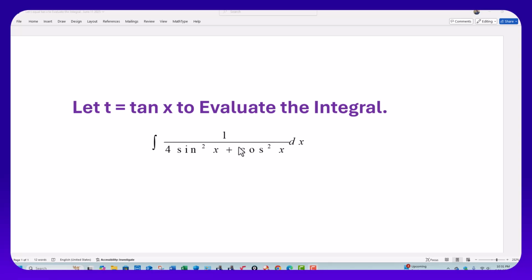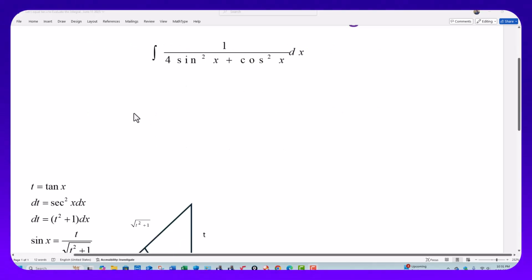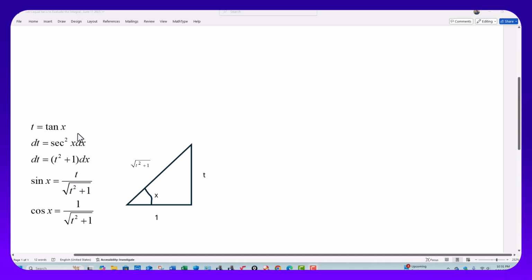I'm also going to look at a shorter method, just in case you want to see another way to do it. This method is a little bit longer, but it's just something new to look at. You might need it when the shorter methods won't work. So here's what we have. We have t equal to tangent of x. That's my main substitution. dt equals the derivative of tangent, which is secant squared of x dx.